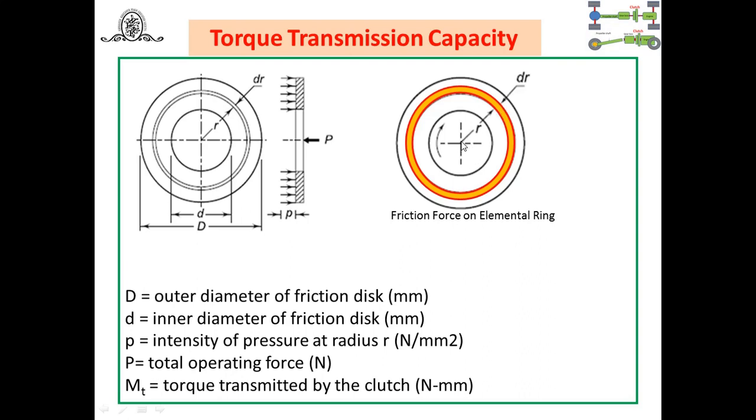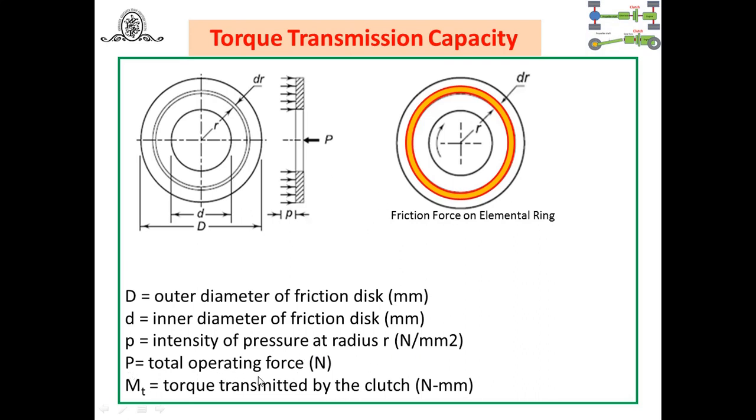Look, remember these things, and the force which is applied to engage and disengage, during engagement the spring action also exerts the same intensity of force on that. That's why P is the total operating force, and small p is the intensity of pressure at the radius r, which is shown in this figure also, and T is the torque transmitted by the clutch. The capital D is the outer diameter of the friction disc, small d is the inner diameter of the friction disc, small p is the intensity of pressure, unit is Newton per mm square, and capital P is the total operating force.